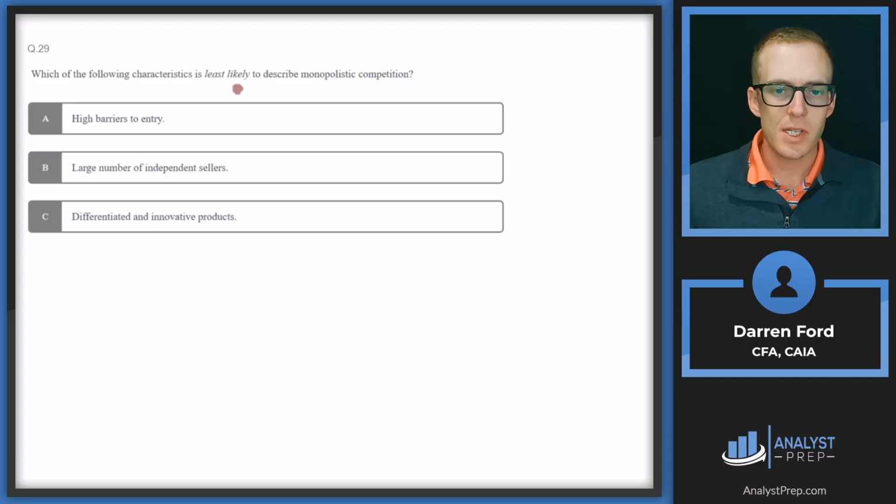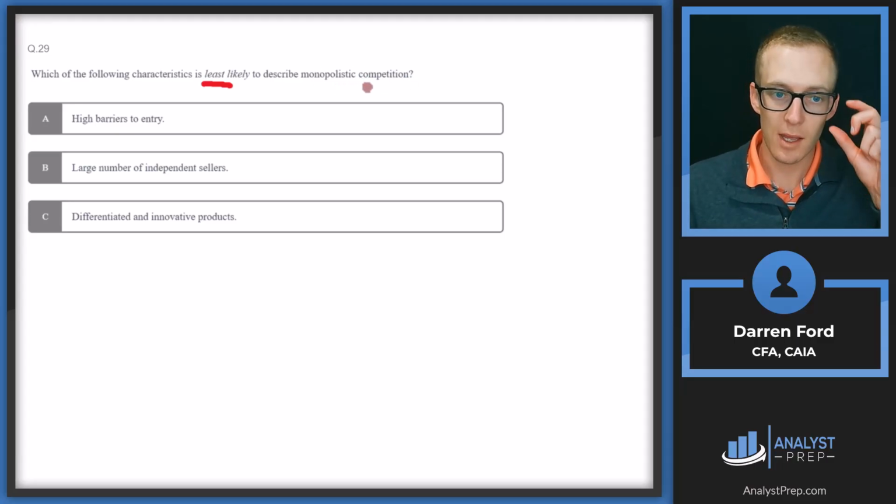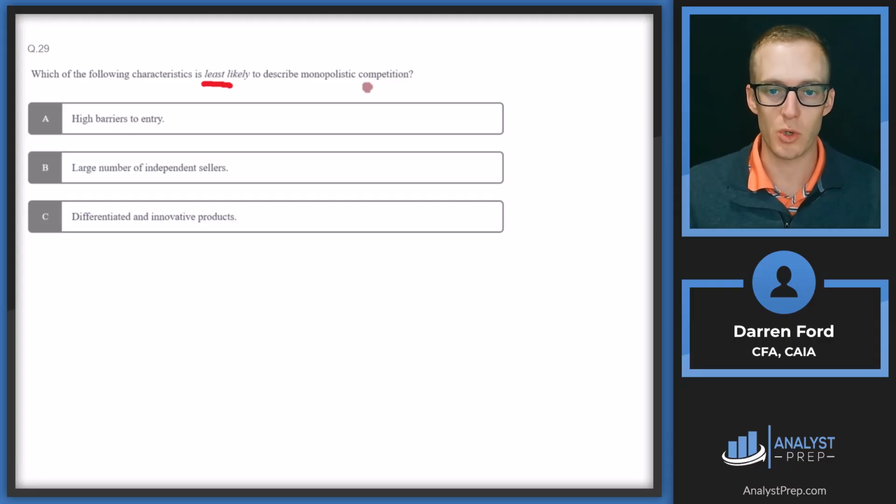Which of the following characteristics is least likely to describe monopolistic competition? So least likely, meaning two of these will describe it and one will not. And remember, monopolistic competition is when there are a lot of competitors, making it similar to perfect competition, but there are some characteristics that make it more monopolistic, being differentiation between products. So they're relatively similar or could be substitutes, but there is differentiation that makes products or the competitors unique.